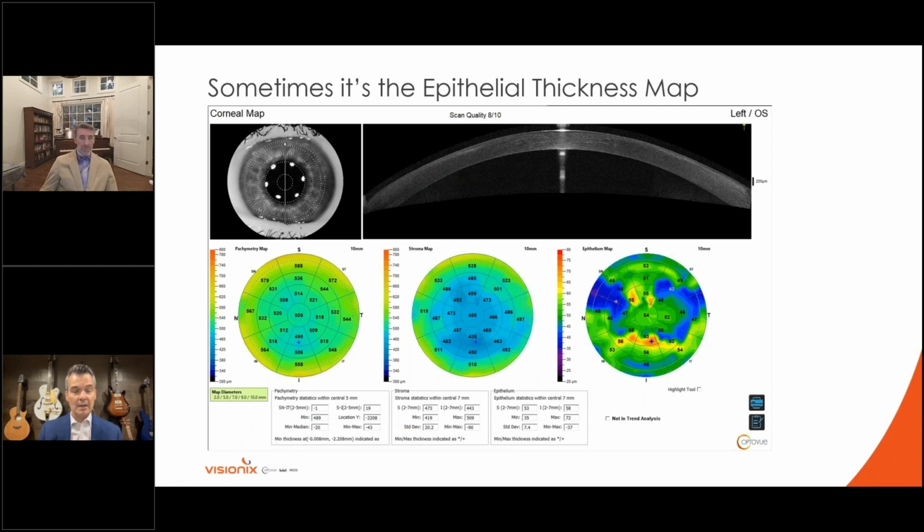This is another example of an individual who has a small little scar just inferior to the patient's pupil. And when you do a topography, it looks relatively normal, but when you do the corneal pachymetry scan, you can see on the bottom right-hand side, which is representative of the epithelial thickness map, you can see the irregularity that exists there. This patient's best corrected visual acuity is 20/40. And when you fit them with the scleral lens, this patient we got down to 20/15.